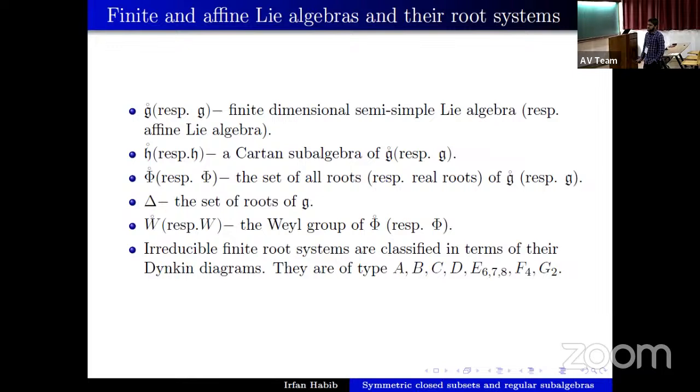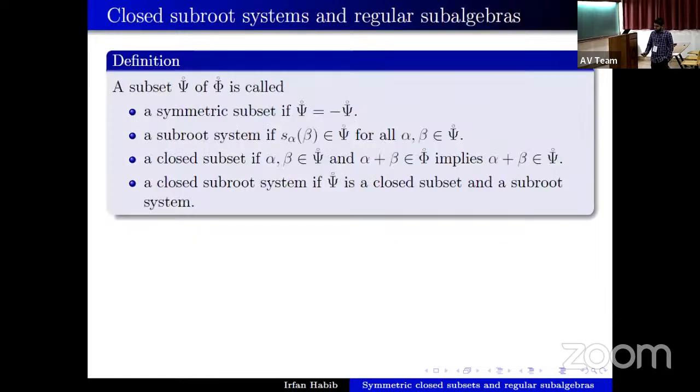So irreducible finite root systems are classified in terms of the Dynkin diagrams, or these are the types which are non-isomorphic. A subset psi naught of phi naught is called a symmetric subset if alpha belongs to psi naught implies minus alpha is inside psi naught.